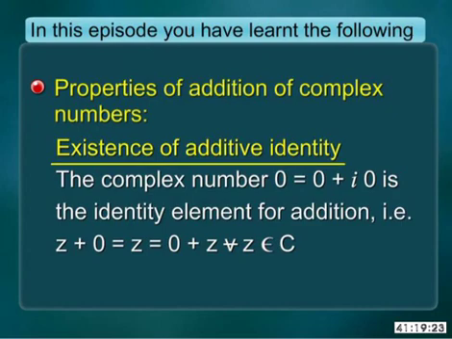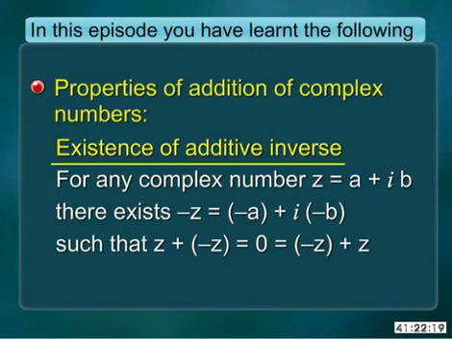Fourth property, existence of additive inverse. It states that for any complex number z equal to a plus iota b, there exists minus z, which is equal to minus a plus iota into minus b, such that z plus minus z is equal to 0, which is equal to minus z plus z for all z belonging to the set of complex numbers.